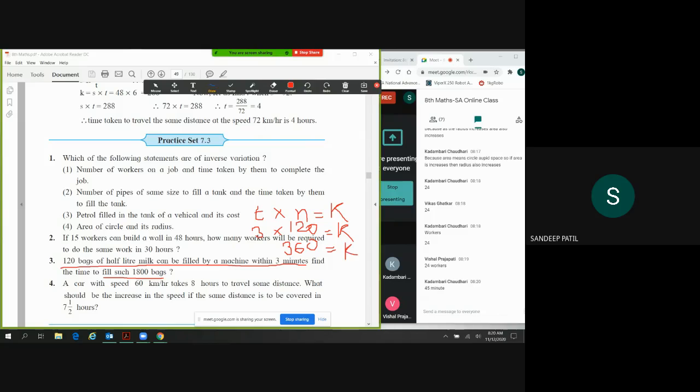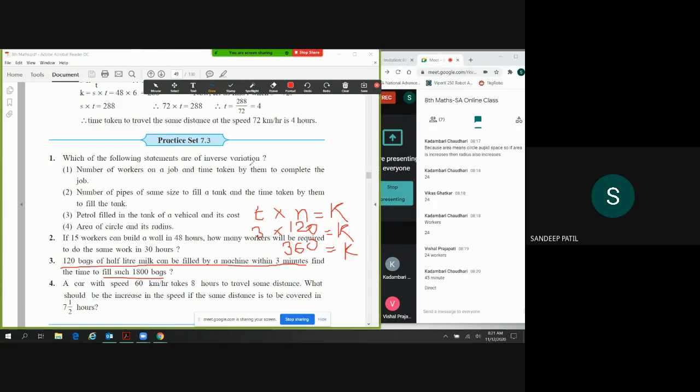So the constant of variation is 360, right? So now we need 1800 bags, right? Sorry, I think if we carry out in the same way, then we will get the answer. Am I going the right way? Is this a problem of inverse variation or direct variation? So is the formulation I am doing right?